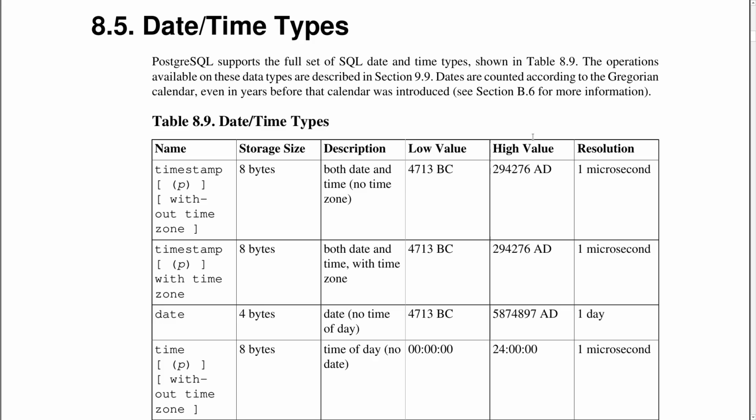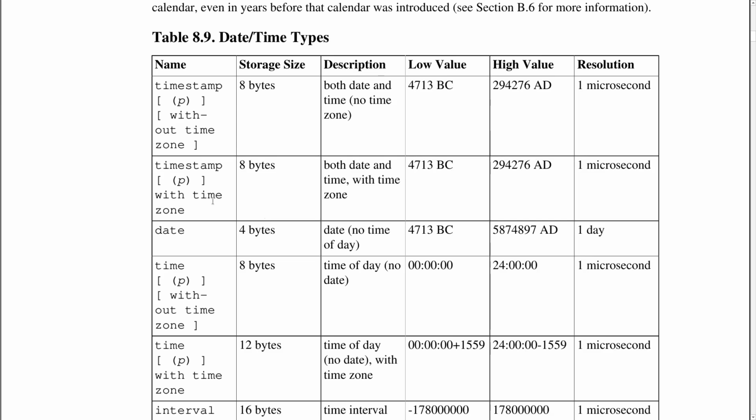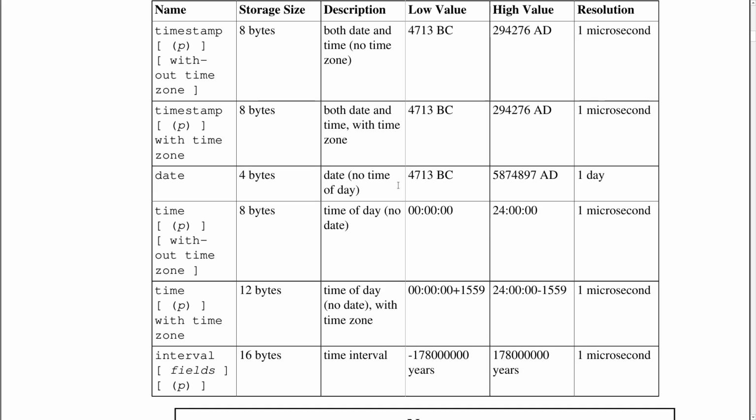You will also notice in the description that dates are counted according to the Gregorian calendar, even in the years before the calendar was introduced. I don't know exactly when it was introduced, sometime around the 17th, 18th century. Now, the second row is timestamp with time zone. Again, 8 bytes, contains date and time with time zone, the limits are the same, and the resolution is the same.